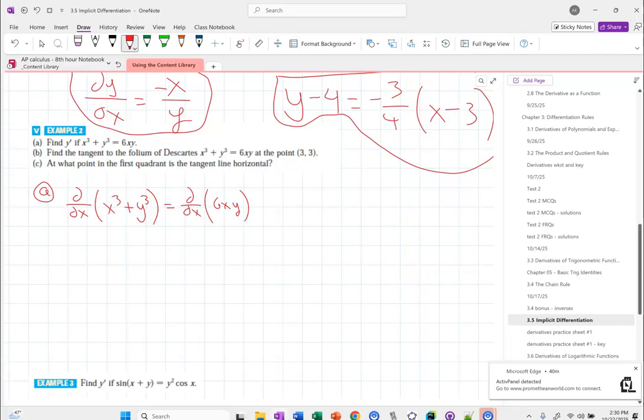So on the left side, the derivative of x cubed is? Yes. And the derivative of y cubed is? 3y squared dy dx.